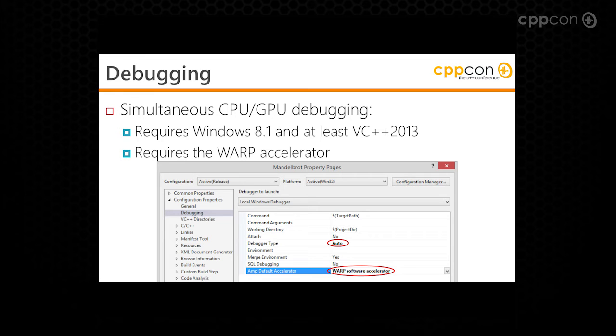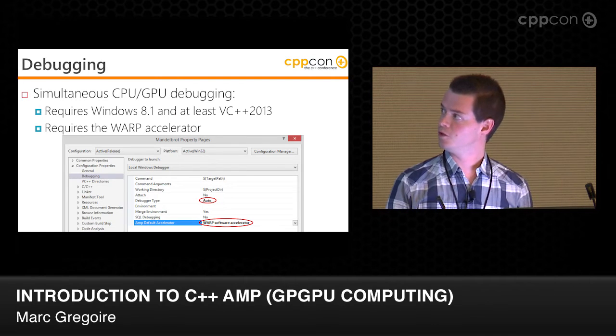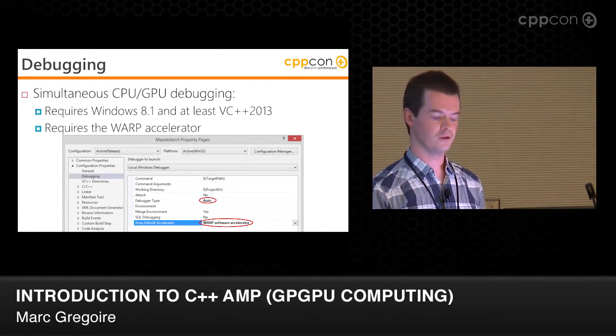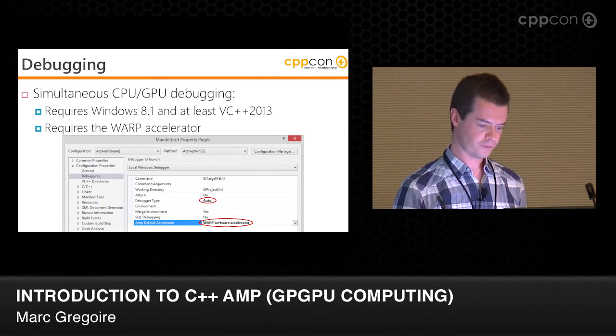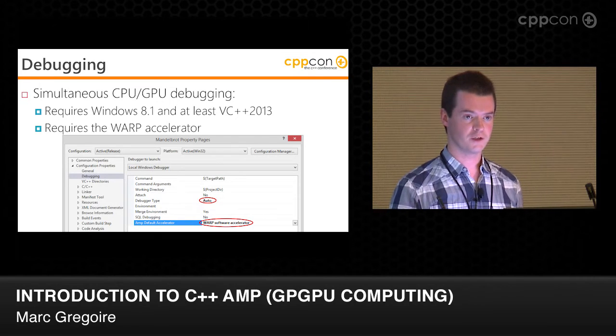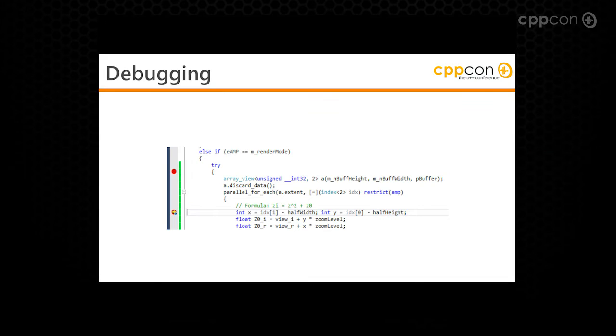So it requires Windows 8.1. Windows 8 will not work. It requires at least Visual C++ 2013. And you have to use the WARP driver, so the software emulator. And that's in your project properties, you have to specify explicitly that you want to use the WARP software accelerator. When doing that, then you can have multiple breakpoints in CPU code and in GPU code.